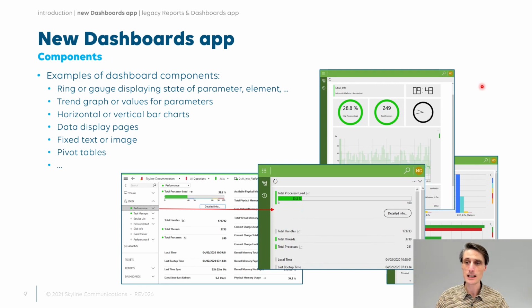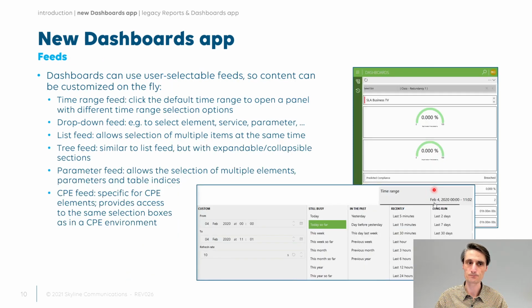So the new dashboard app gives you a wealth of components. Could be just the name of the element with an overall state, a clock, some key parameters you can visualize in various ways, the real-time parameters like an LED bar. You can have bar graphs, pie charts, all these kinds of things are available to really create any kind of overview with all the key performance indicators and key information you want to visualize on there.